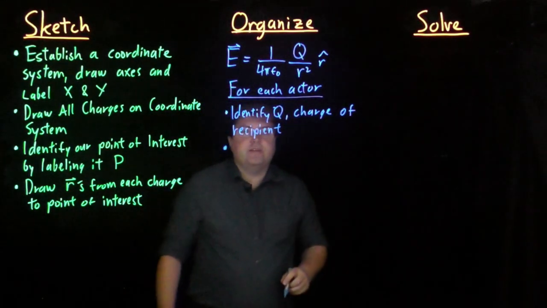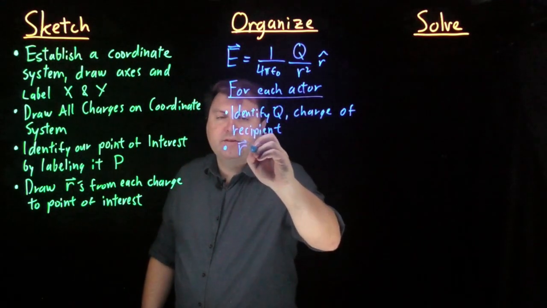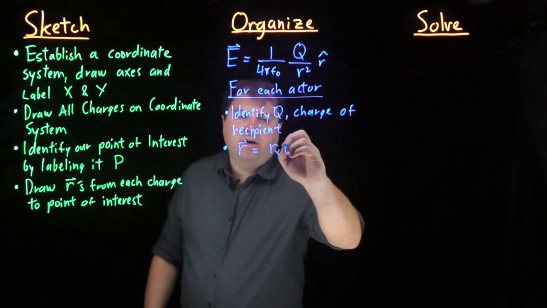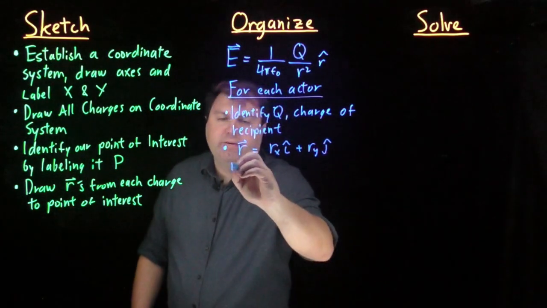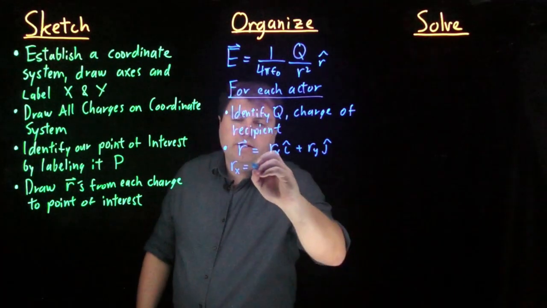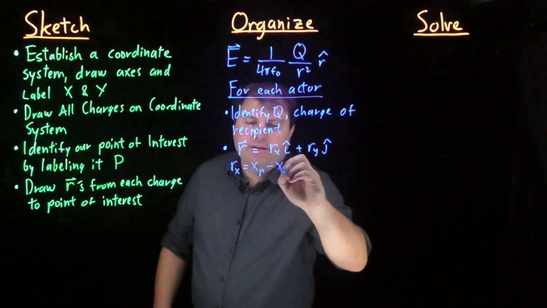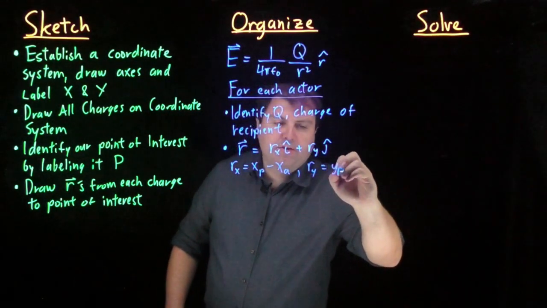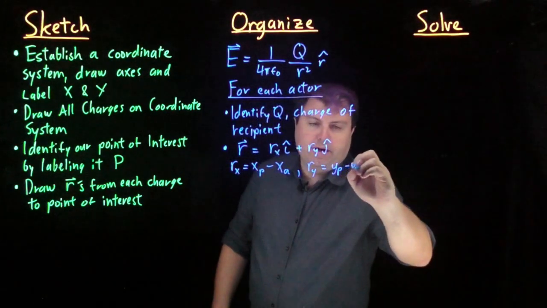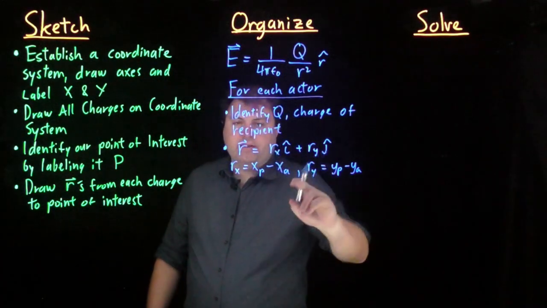And then we find r squared and r hat by finding r vector, which is equal to rx i hat plus ry j hat. And we find rx is the x position of the point of interest minus the x position of an actor charge. Ry is the y position of our point of interest minus the y position of our actor charge. So that's how we find rx and ry.